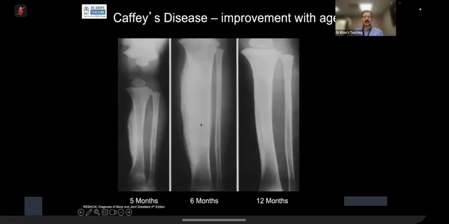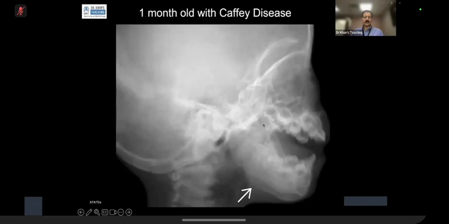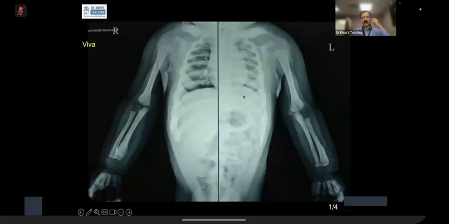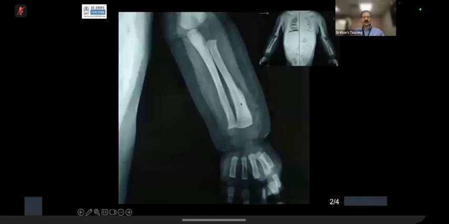What is the natural history of Caffey's disease? Caffey's disease is a self-limiting condition. It can cause a bit of deformity as in bowing, etc., but gradually the child grows out of it. So this is Caffey's at 5 months, then 6 months, then at 12 months you have become better. This is periosteal reaction in another case of Caffey's disease. And this is another case in which there is periosteal reaction. Look at the clavicle, and this is the periosteal reaction, and look at the mandible.